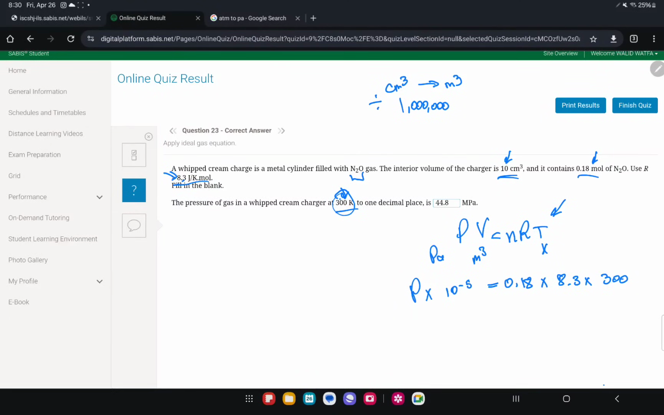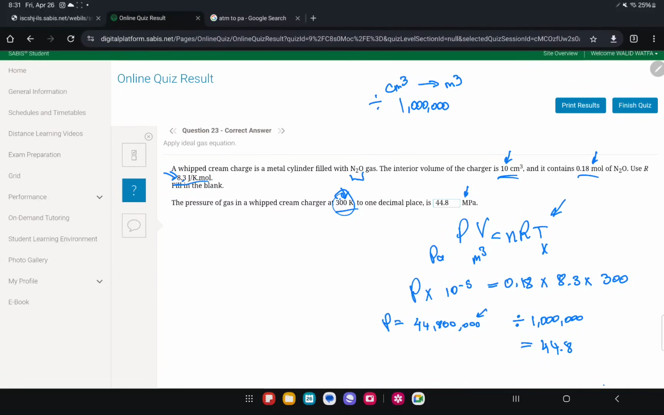You're going to get P equals 44 million 800,000 or something like this. You're going to get a big number like this. But they're asking for MPa, megapascals. Mega means you divide by a million. So if you divide this answer by a million, you get 44.8.